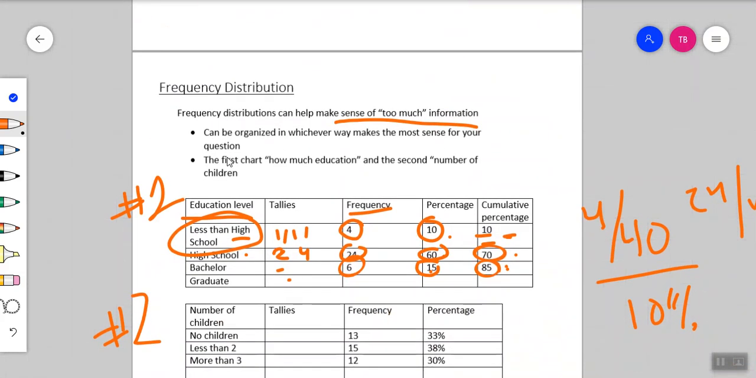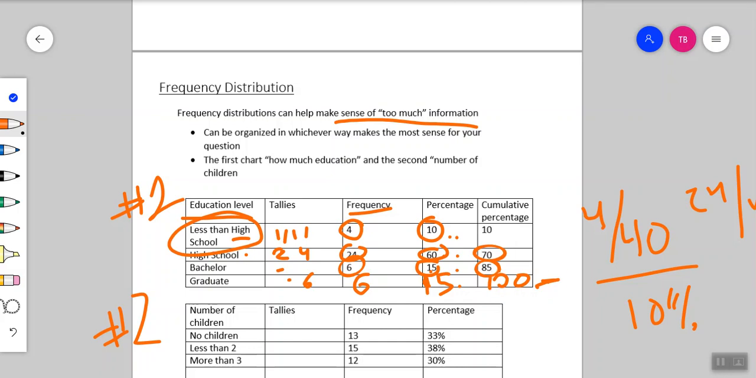So you go ahead and do 6 tallies, 6 frequency, and the percentage will be 15%, because it's the same as before, 15%. And if you'll notice here, when I go back to do cumulative percentage, I'm going to take the 15 plus 15 plus 60 plus 10, and it's equal to 100%. And something to note, the bottom level on the cumulative percentage should always equal 100%.